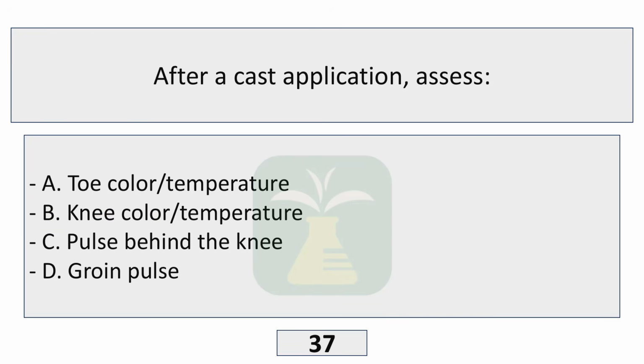After a cast application, assess A. Toe color/temperature. B. Knee color/temperature. C. Pulse behind the knee. D. Groin pulse. Correct answer. A. Toe color/temperature. Toe changes indicate circulation issues.